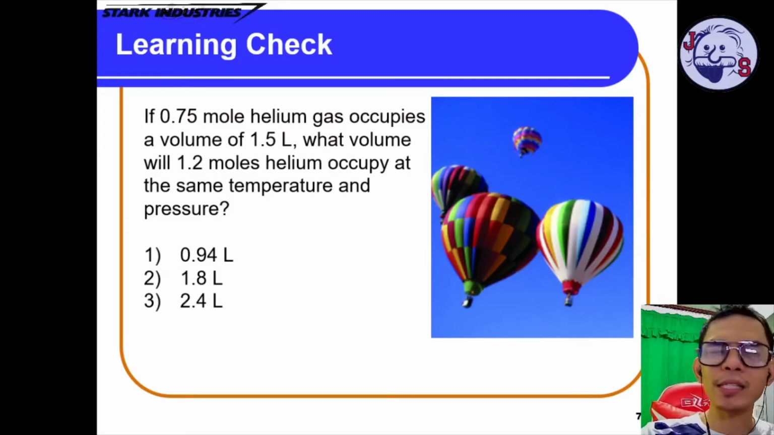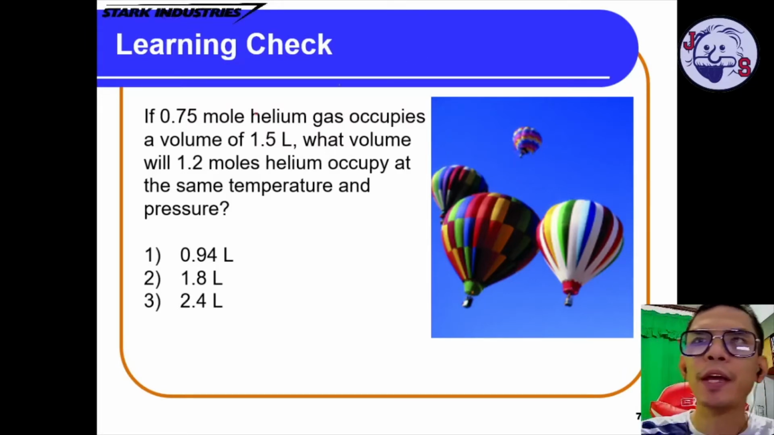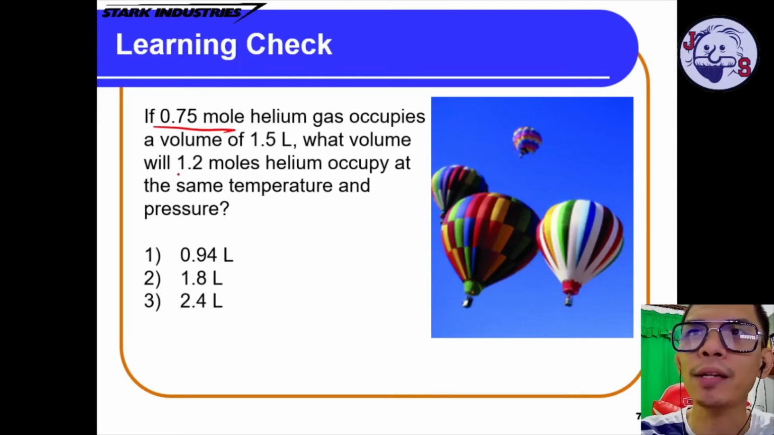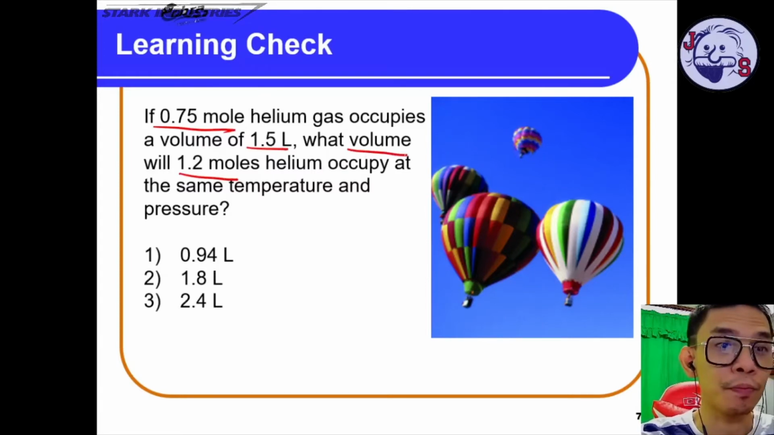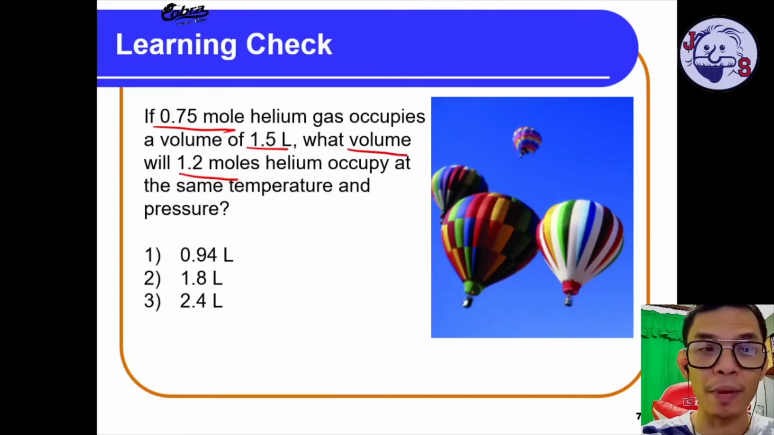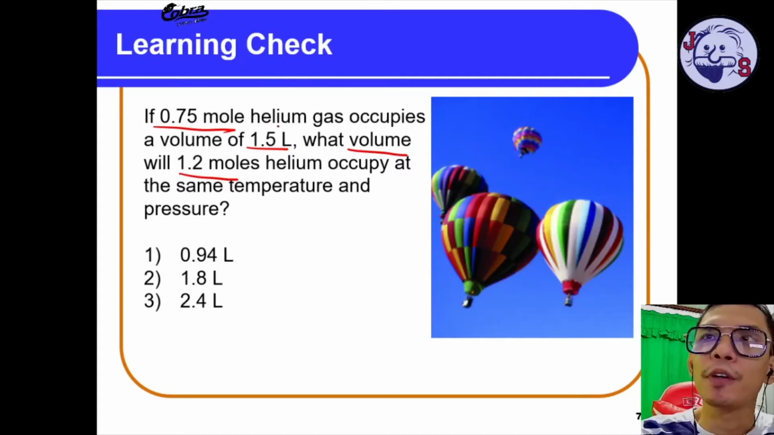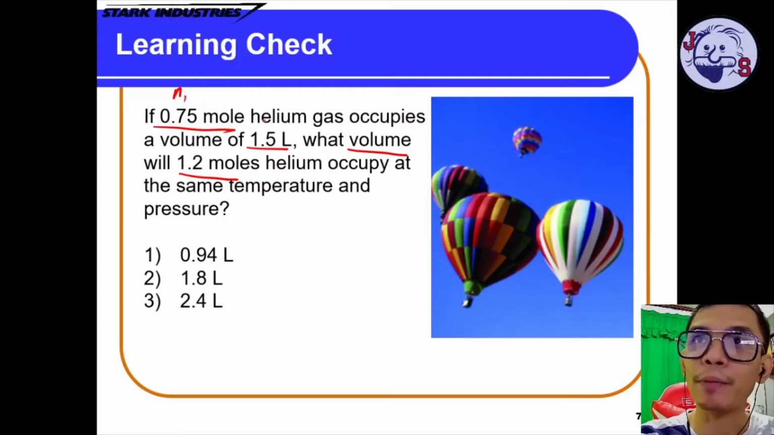So let's analyze the problem. We have here the amount of gas, 1 and 2, and we have here the volume. What we are looking for here is the final volume, probably. The first amount of gas, 0.75 mole, can be treated as the n1, and 1.5 liters can be the V1.